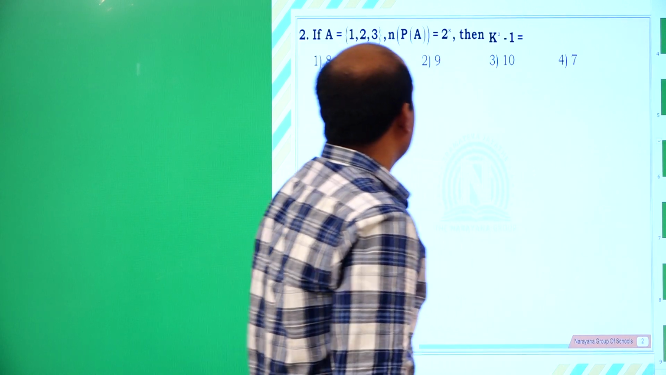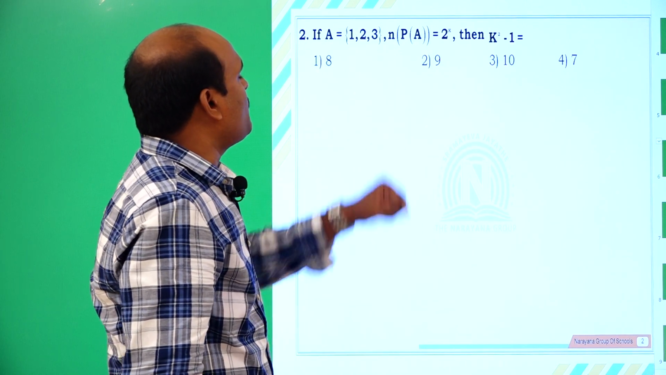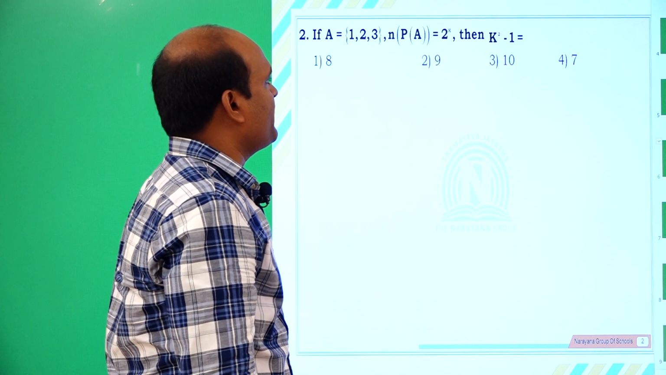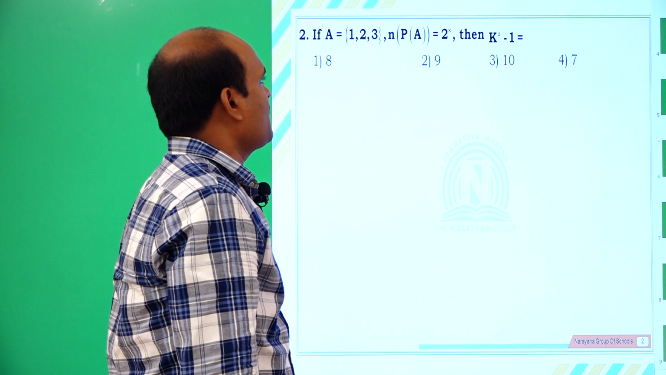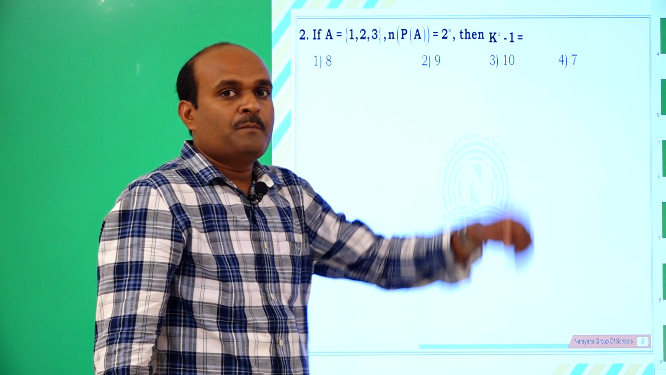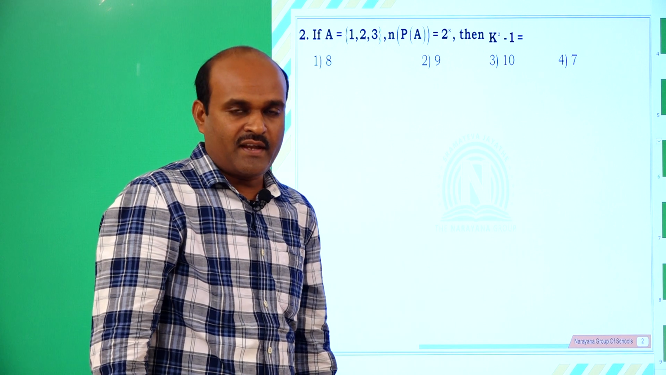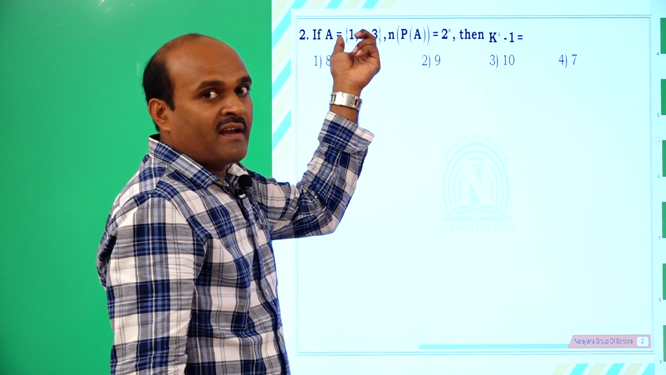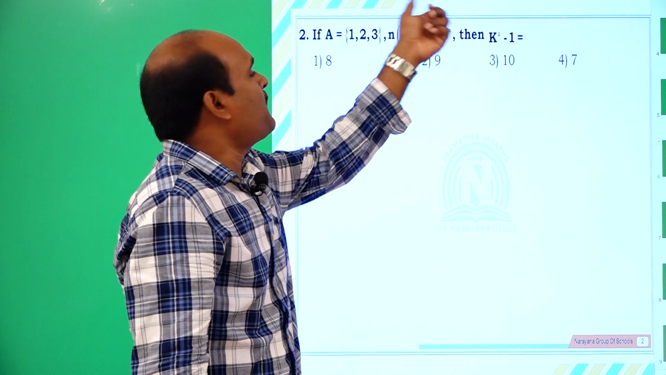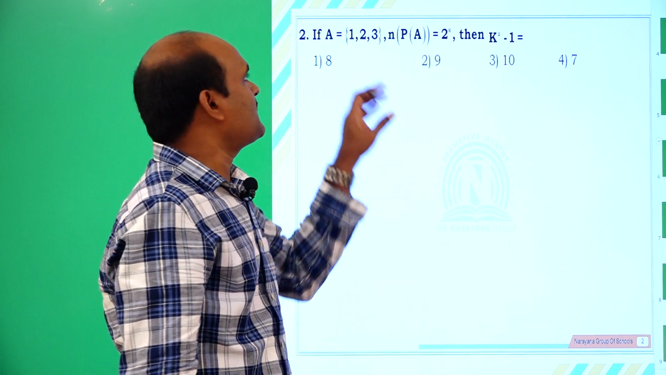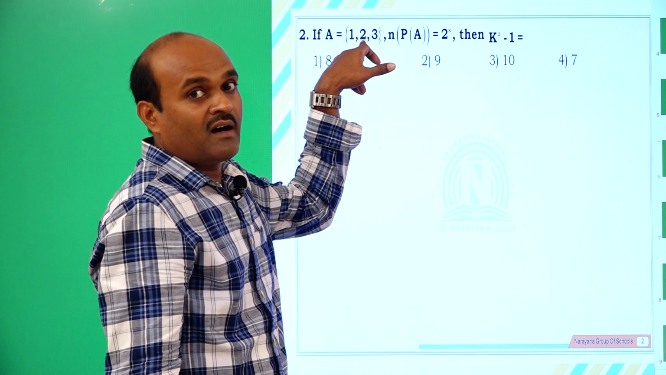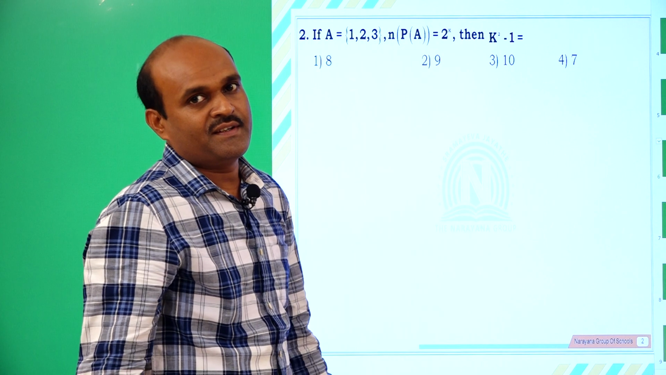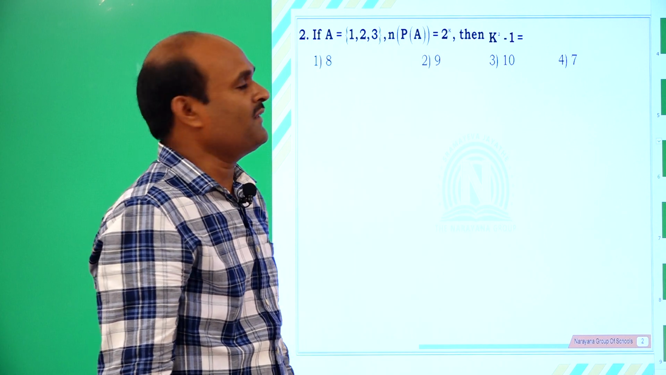Coming to the next problem: if A is equal to {1, 2, 3}, then n of P of A is equal to 2 power k, then find k square minus 1. What is P of A first of all? P of A means the power set of A. What is a power set? All subsets of A are the elements of the power set of A.